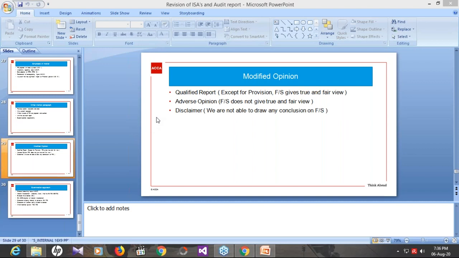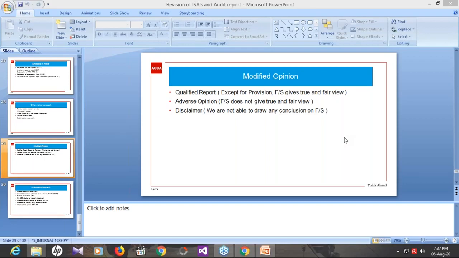Can we calculate the ratios on our calculator? Yes, you can calculate the ratios on your calculator. Calculator is allowed. And can we write short forms in exams like FS and PBT and SFP? If you have written the words profit before tax completely once, then after that you can write PBT, but you shouldn't use these abbreviations from the start.